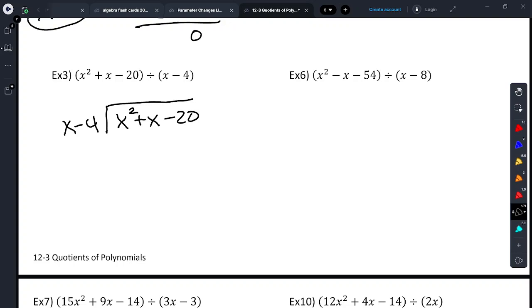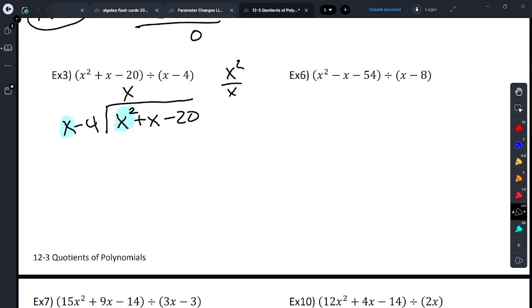All right, first step. What are we going to do? What do we look at? Look at the x squared with the what? With just the x. Good. So I'm going to do x squared divided by x. What does that make? X.